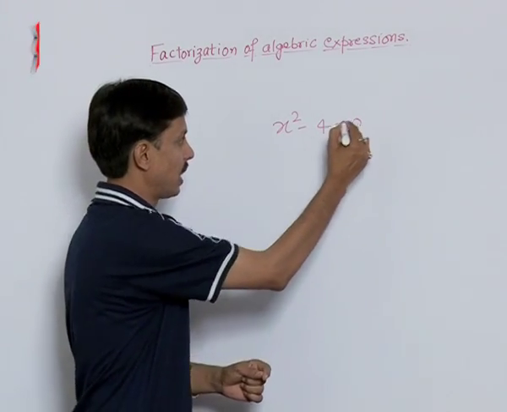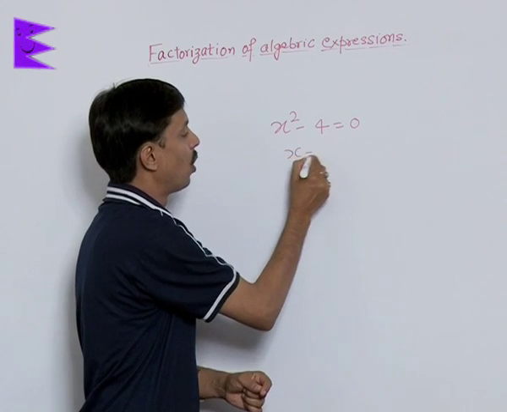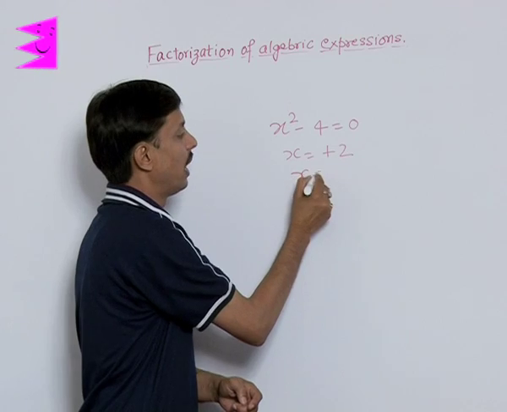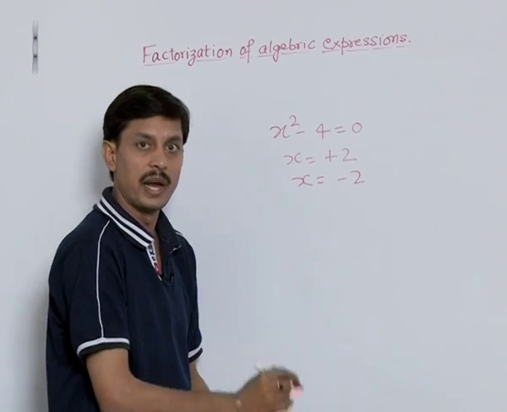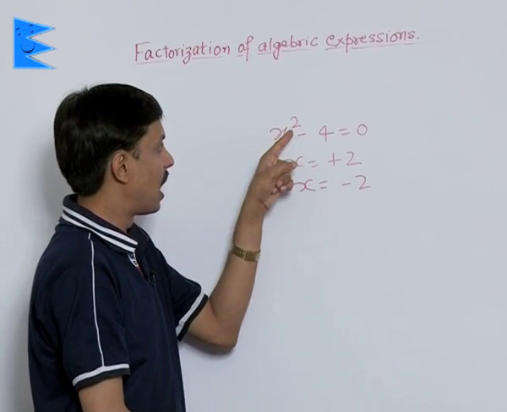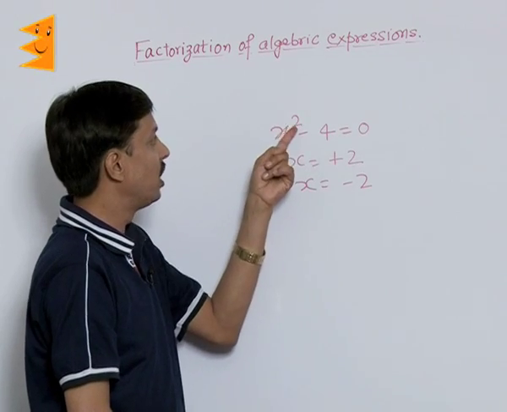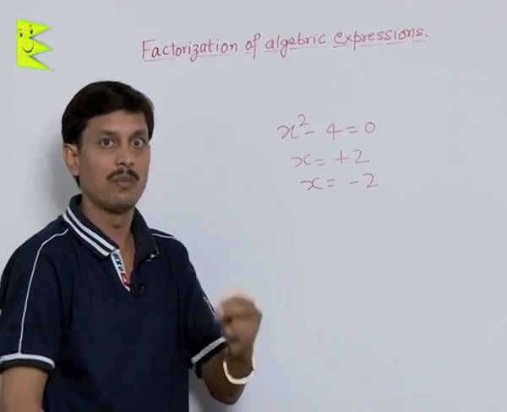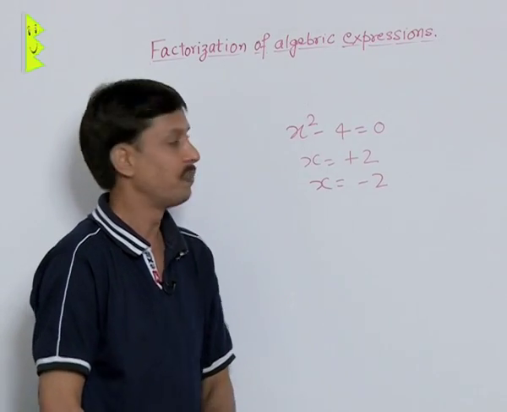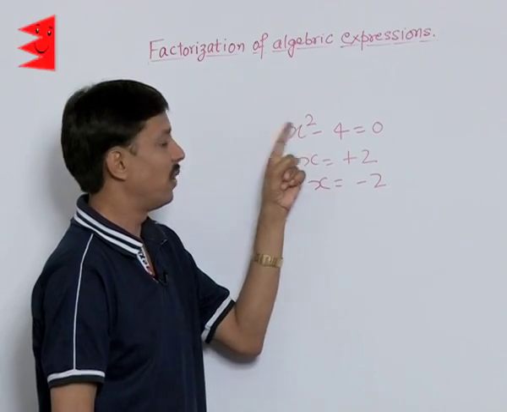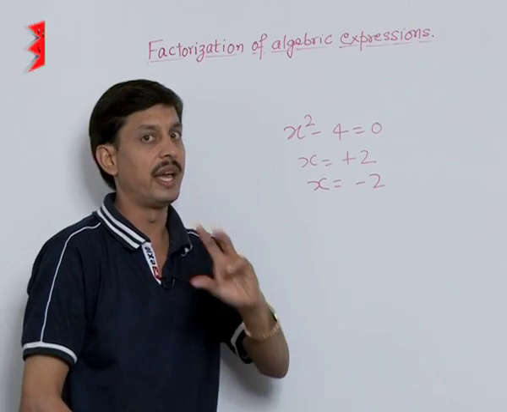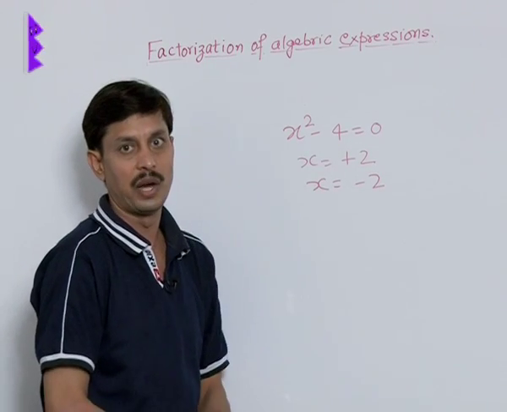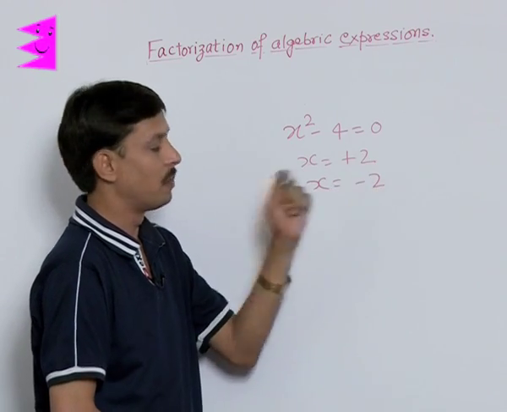Because this can be verified only in two positions, one at x equal to plus 2 and the other at x equal to minus 2. The degree of this equation is 2. Degree is the highest power involved in the algebraic expression. Here the highest power of the variable is 2, so it has two possible values on which this equation can be verified. These values are plus 2 and minus 2.